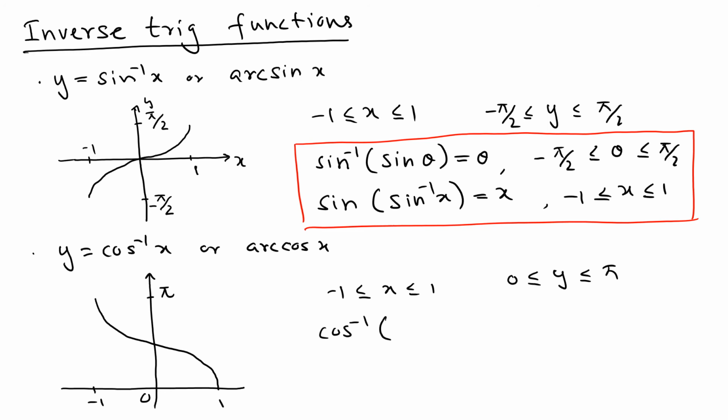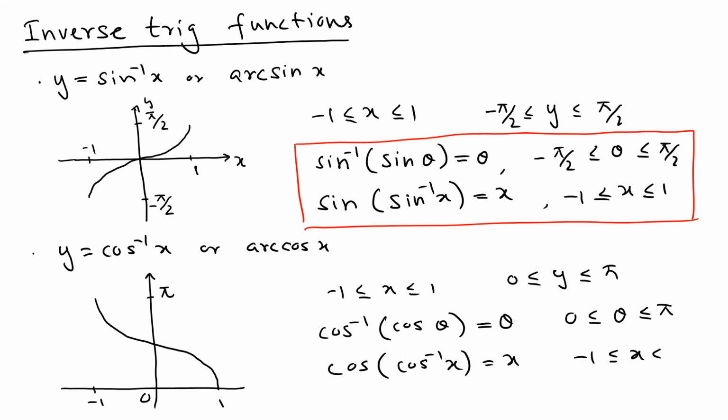So cosine inverse cosine theta is going to cancel and get theta, if theta is in between 0 and pi. So if between 0 and pi, you can cancel it. And then cosine inverse cosine x equals x; we normally write x here because it's a number. So x equals x if x is in between -1 and 1. So those are the cancellation properties for the cosine inverse.